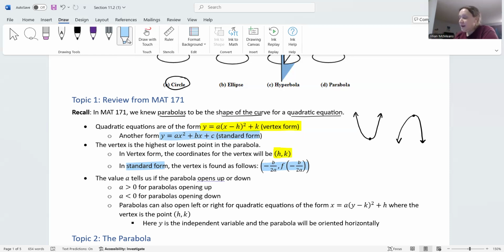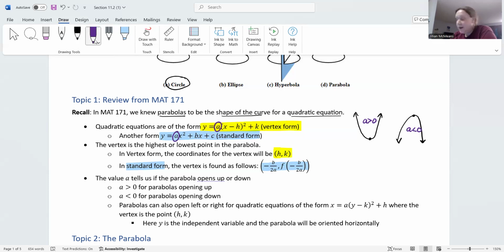Now, in standard form or in vertex form, we had a value a. And if a was positive, that told us that we had a parabola that was opening up. And if a was negative, we had a parabola that was opening down. So a was really important. It told us right off the bat, we could see really quickly if our parabola was going to open up or down.